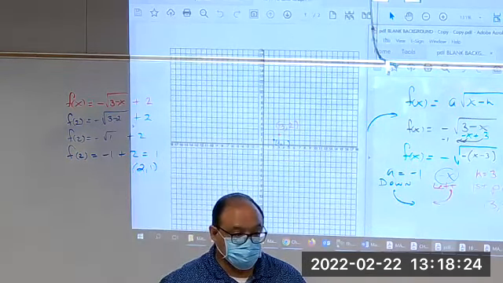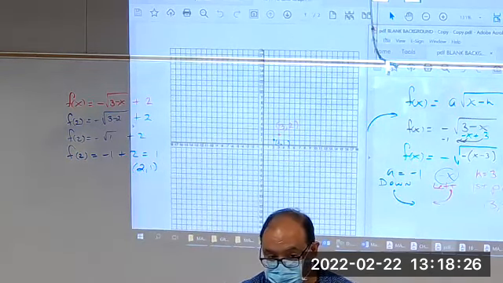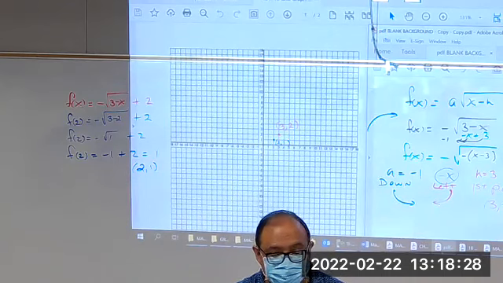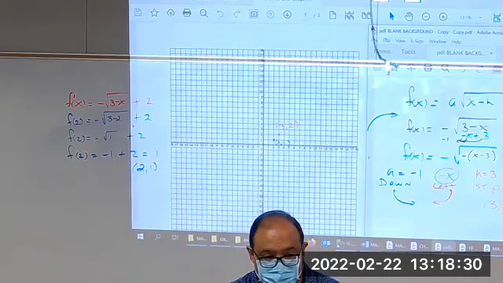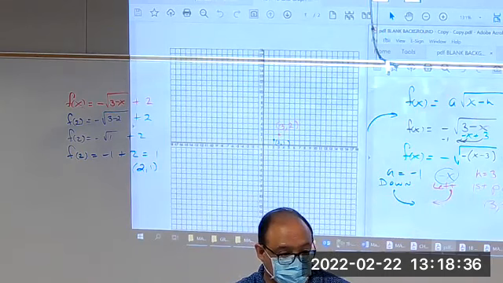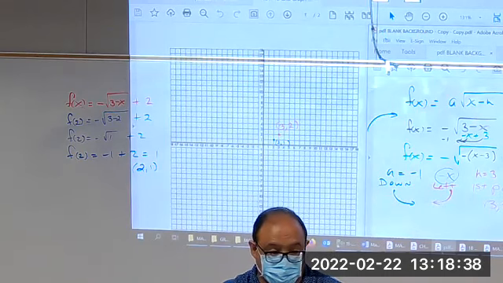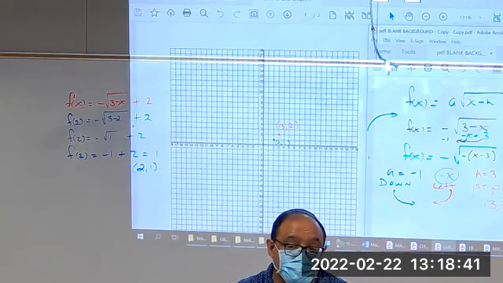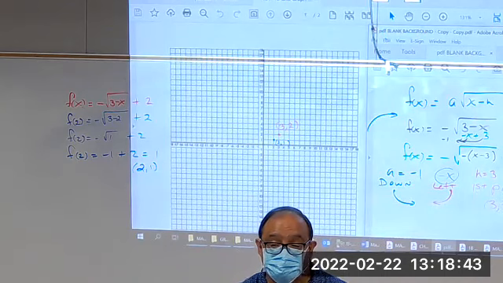Okay. You got to be choosy. You don't want to plot square root of 2, which comes out to 1.414. You don't want to plot square root of 3, 1.732. You want to plot nice numbers that come out of your square root.